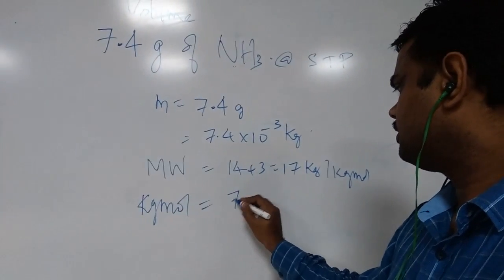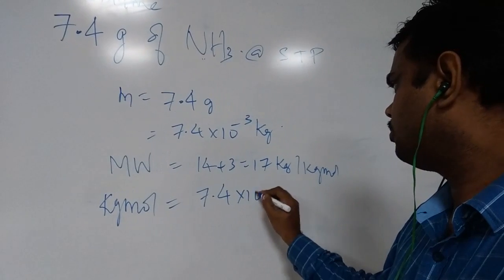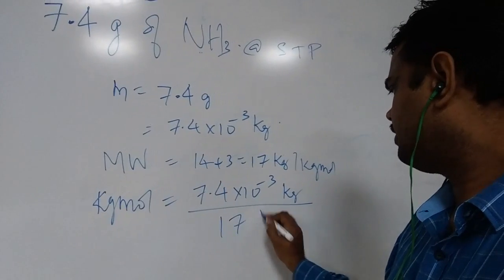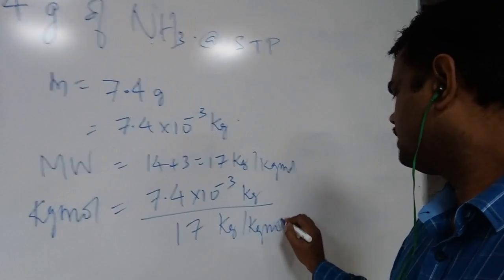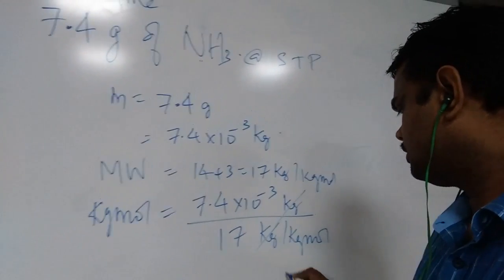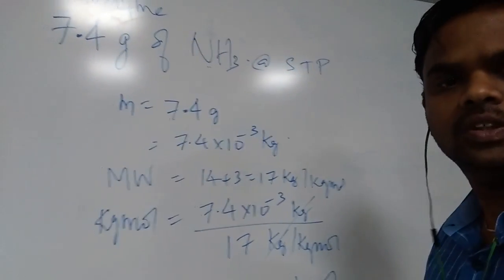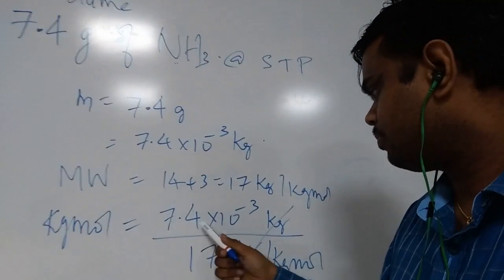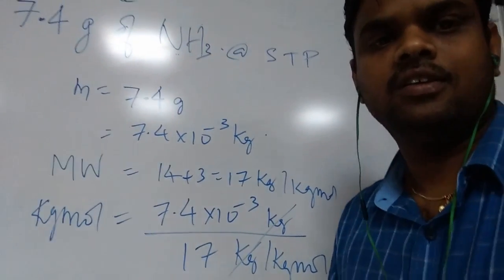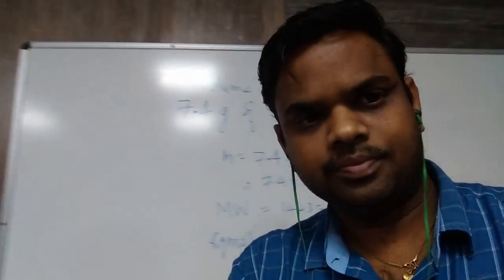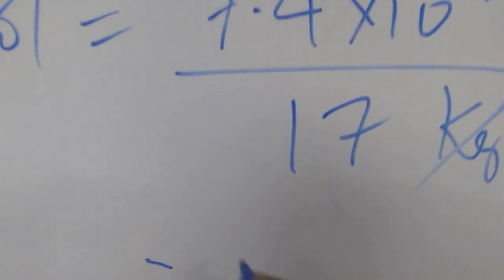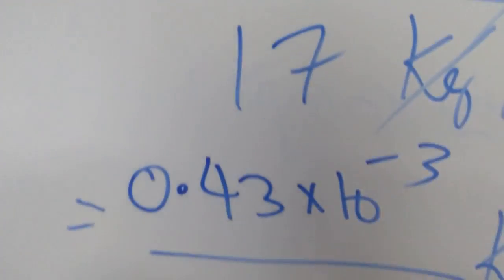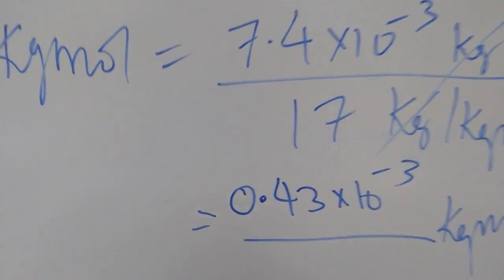Kg moles is equal to 7.4 into 10 power minus 3 kg divided by 17 kg per kg mole. So we get this much kg moles. Okay, so the kg moles of ammonia, use your calculator, 7.4 into 10 power minus 3 divided by 17. So what is the value? We get 0.43 into 10 power minus 3 as the n value.